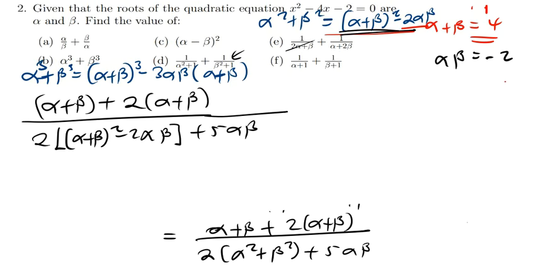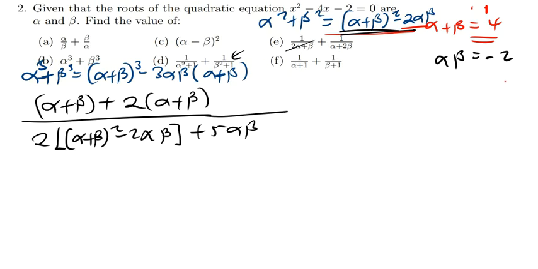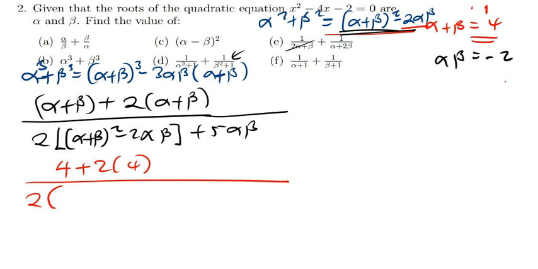When I reach this point, now I can go ahead and plug in the values. So alpha plus beta is 4, plus 2 alpha plus beta again is 4. Then alpha plus beta is 4, but we square it, minus 2 alpha times beta, which is negative 2. Then plus 5 alpha times beta, which is negative 2.